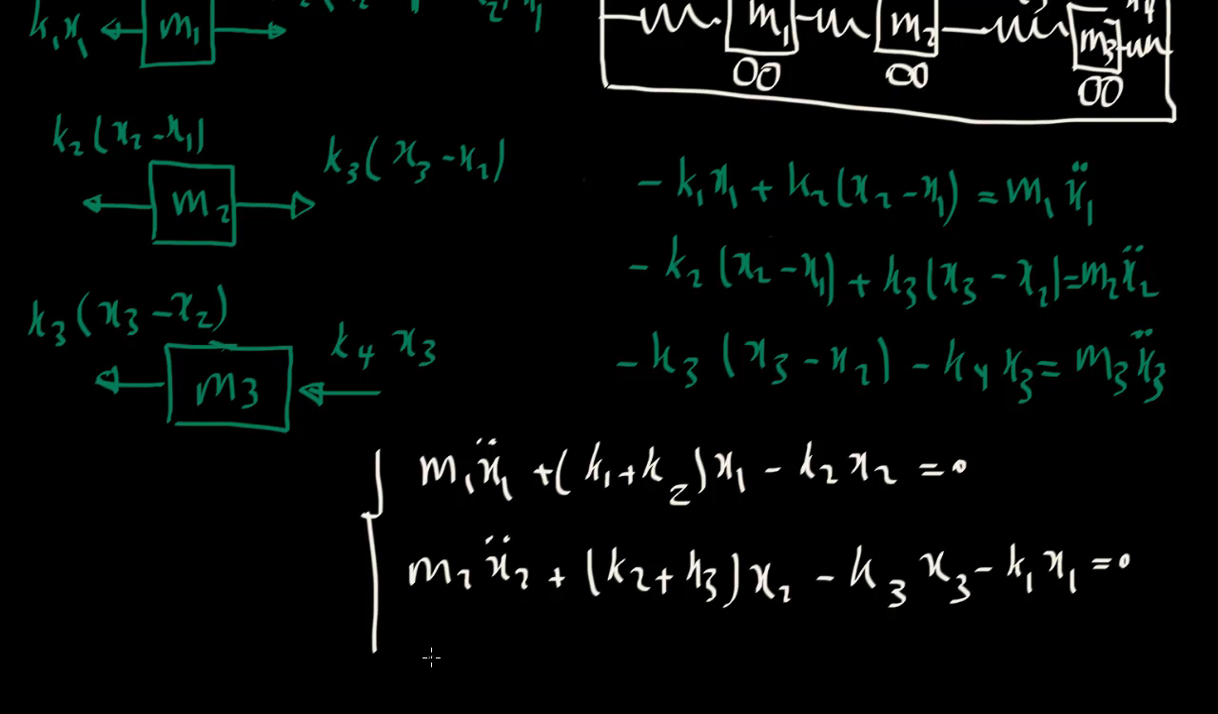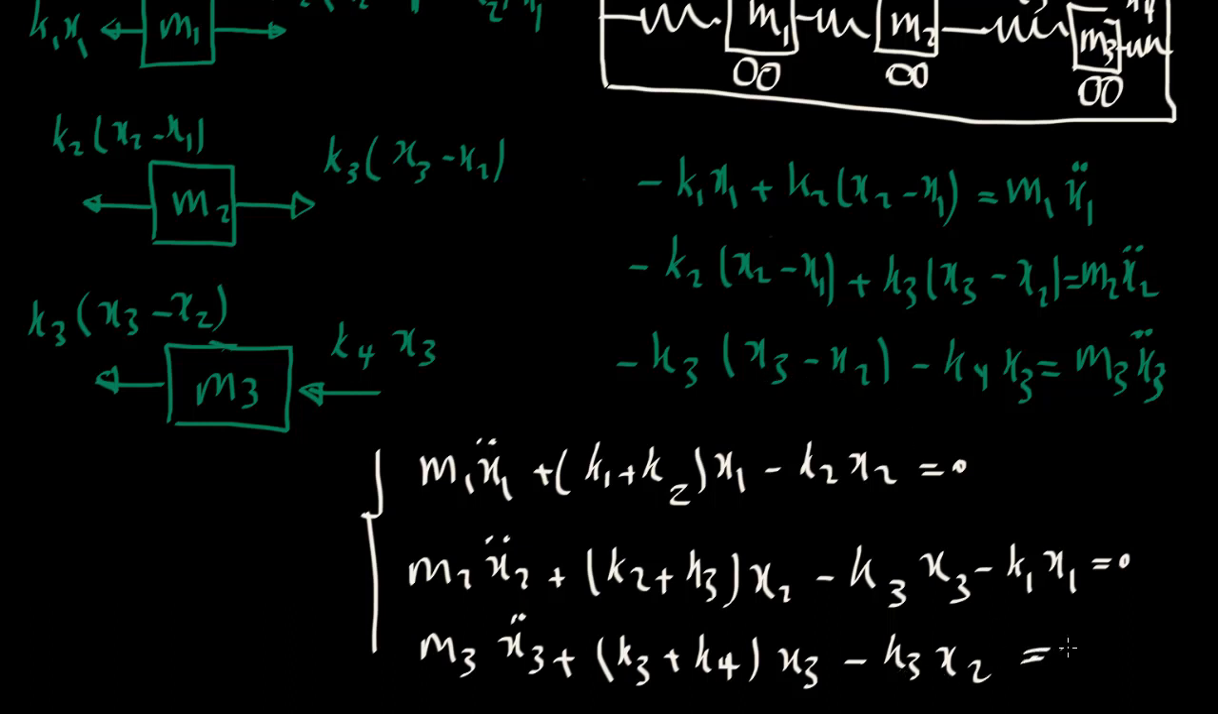And for the last mass, we can say that m3 x3 double dot plus (k3 plus k4) x3 minus k3 x2 equal to 0. I think here we should also put... no, that's right, k3 x2, and that's it.